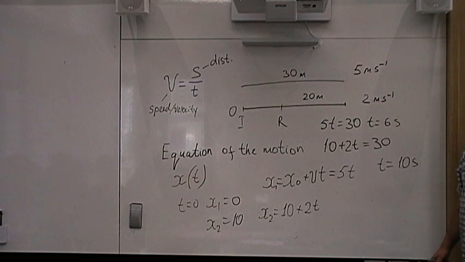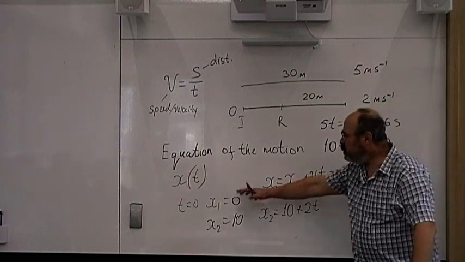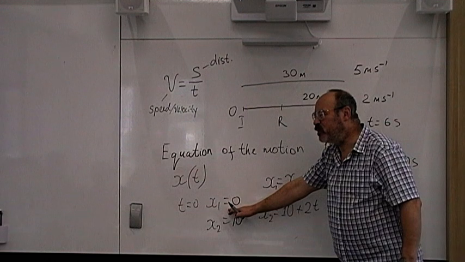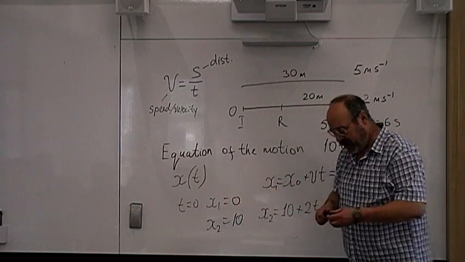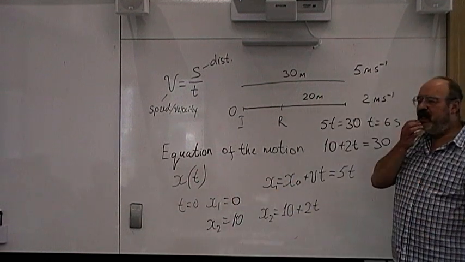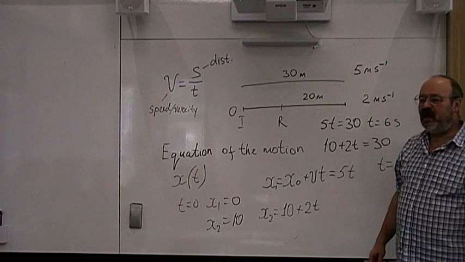Unlucky, right? I have a question. If it says x equals x0 plus vt is 5t, what happened to x initially? What is the initial position of this student? Oh, 0. Zero. Right. And then 10 plus 2t.